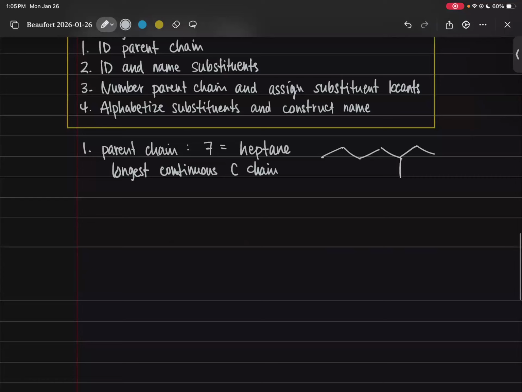We kind of need that. Okay, second, we need to identify and name our substituents. So obviously this group hanging down there is a substituent because it's not part of those 7 carbons that make up the chain. What's the name of that substituent?